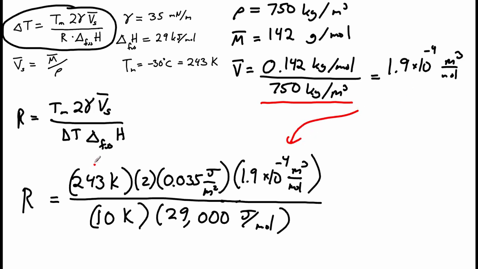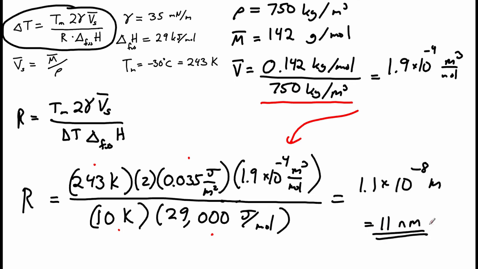We've got our temperature, our normal melting temperature, our surface energy. We've converted it from millijoules per meter squared to joules per meter squared. Our delta T and our delta H, which we converted from kilojoules to joules. Okay, so we're ready to plug all that in. And we end up with 11 nanometers.